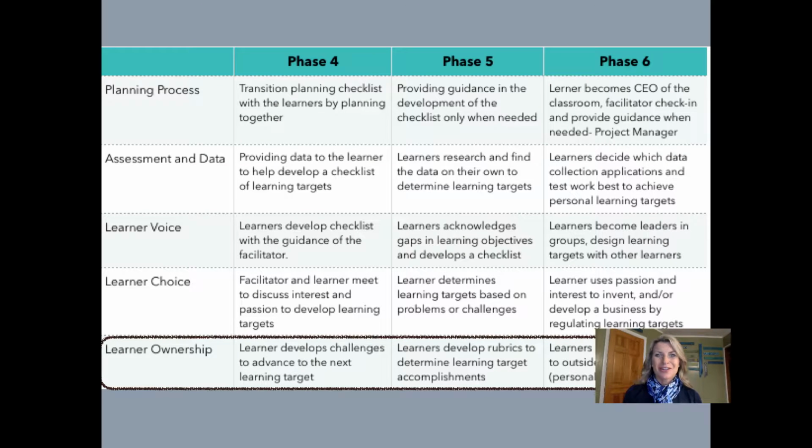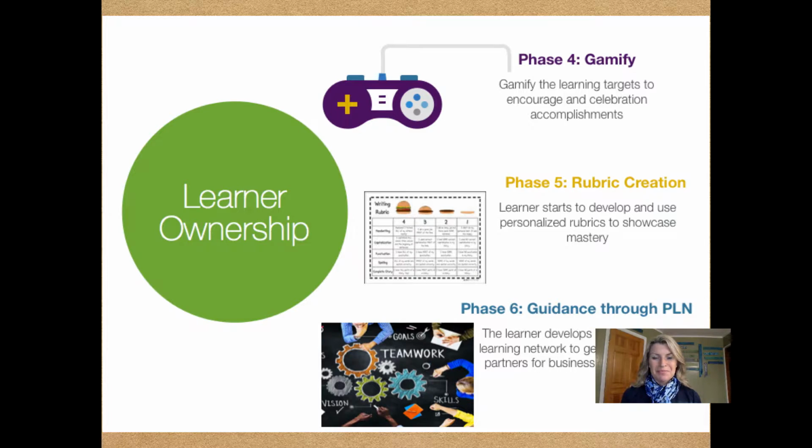Okay, let's move on to learner ownership and what that looks like when you're implementing into a personalized learning classroom, and how you can level up. So, learner ownership. In phase four, we really wanted to promote gamification. There's a lot of talk also out there about micro credentials. This might be a place where students earn different badges or reward systems for completing different learning targets.